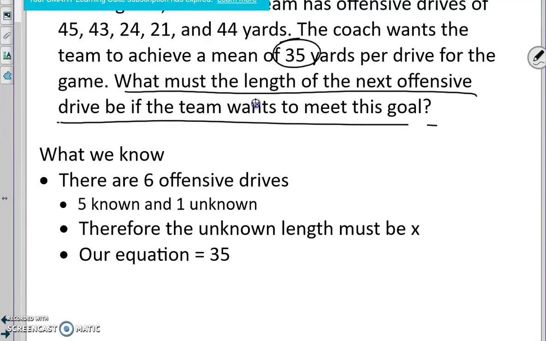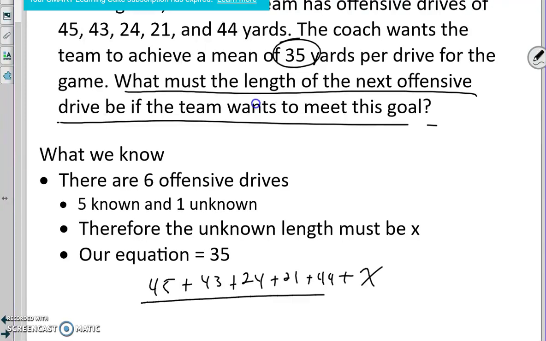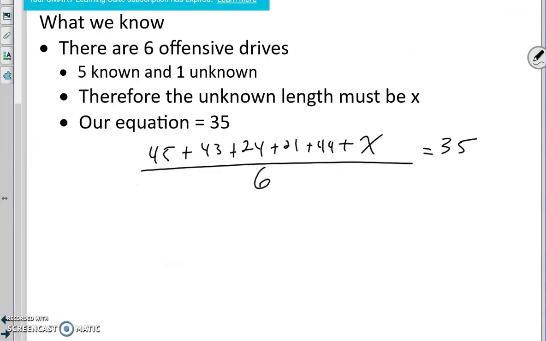So in other words, we've got 45 plus 43 plus 24 plus 21 plus 44 plus one more mystery drive, which we will label x. And when you add that all up and divide by 1, 2, 3, 4, 5, 6, the average is 35. So here's sort of an algebra question. I know, I hate the algebra questions.